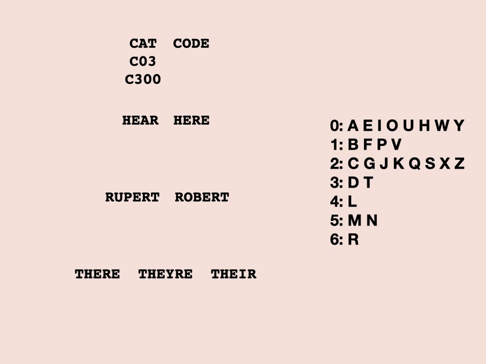C03 again, because D and T are in the same category. And then the E becomes a 0, C030. But again, remember, we remove all the zeros and pad it out with zeros. So C300. Cat and code are in the same Soundex classification. So this Soundex will point to both cat and code.